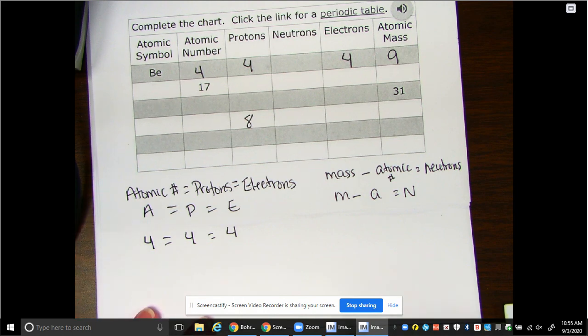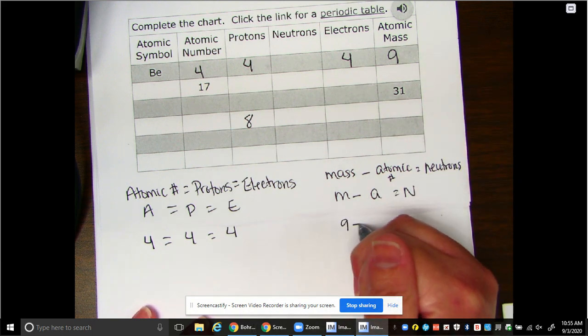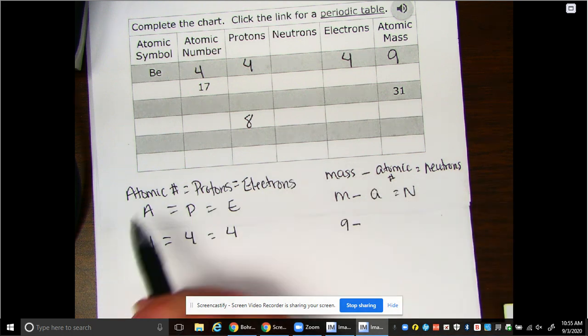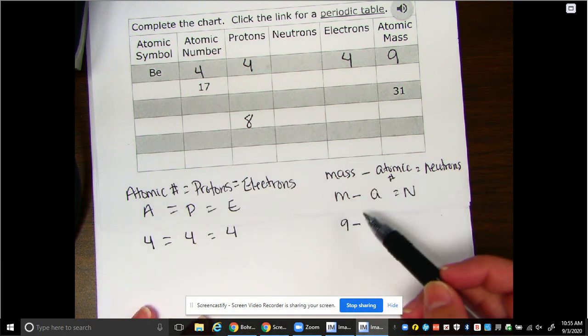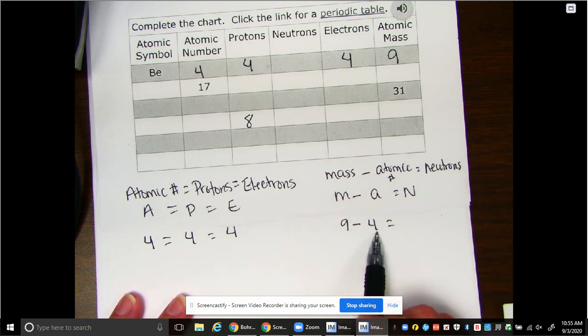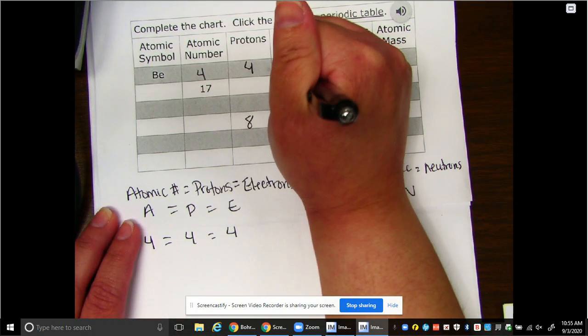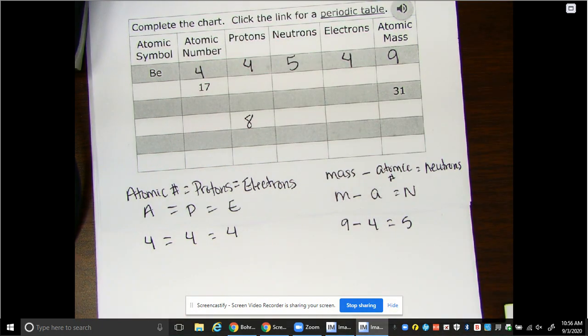Now I have to figure out my neutrons, and I'm going to use M minus A equals N. So I take my M, which is my mass number, my 9, minus A, my atomic number. Oh, I just noticed that's lowercase. It's still A. My A, which is 4. 9 minus 4 is 5. So my neutrons are 5. And I fill that in there. And so now I've completed my line. I'm going to go to the next one.